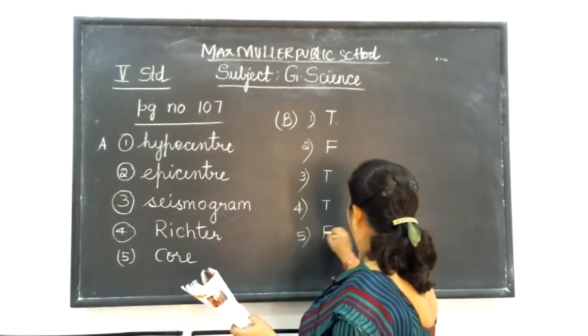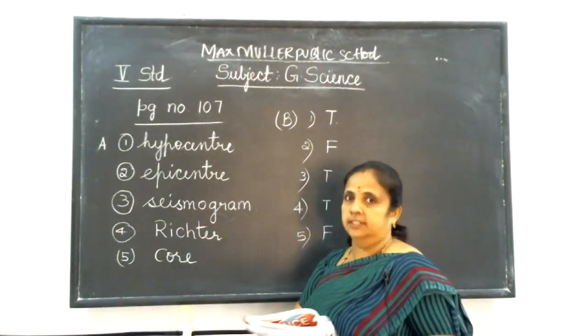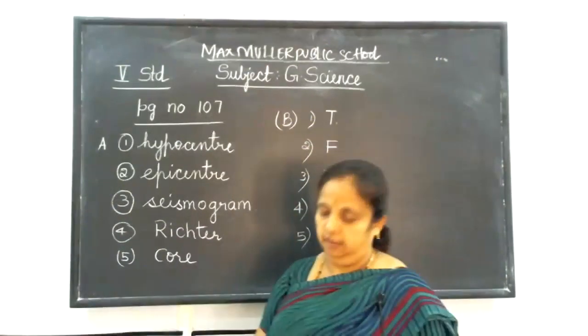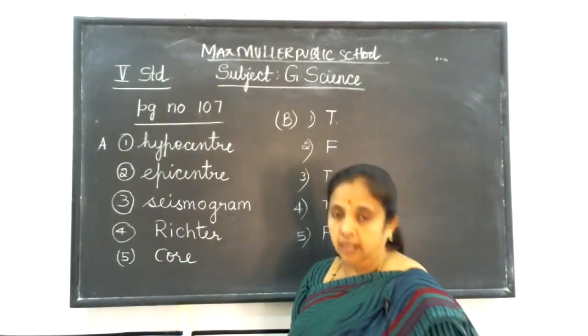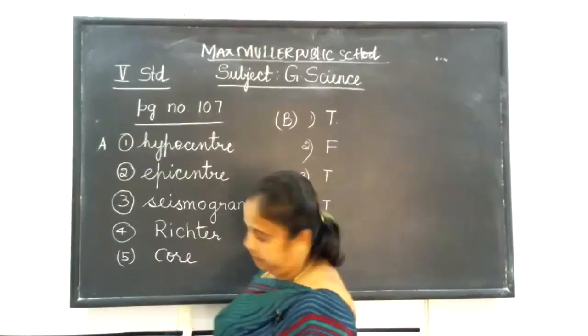Next, extinct volcanoes are those that may erupt any time or have erupted in the recent past. So that is active volcanoes. It is not extinct. Extinct is already dead. It is inactive. So these are the textbook exercises of this lesson.